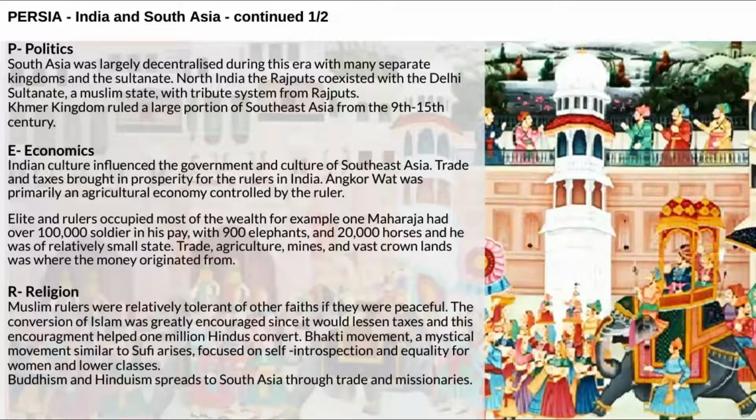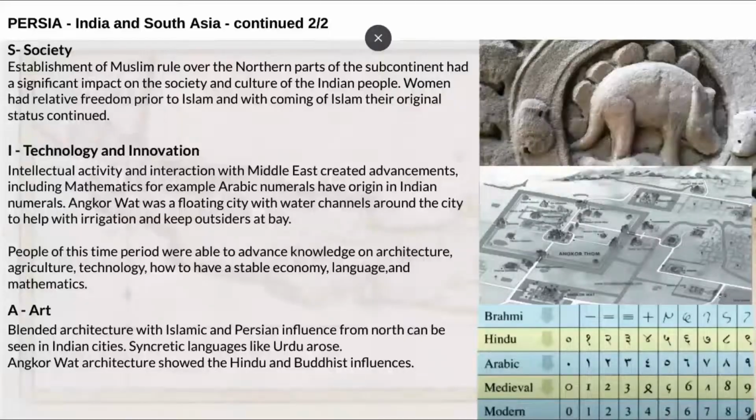Religion. Muslim rulers were relatively tolerant of other faiths if they were peaceful. The conversion to Islam was greatly encouraged since it would lessen taxes, and this encouragement helped 1 million Hindus convert. The Bhakti movement, a mystical movement similar to Sufi rises, focused on self-introspection and equality for women and lower classes. Buddhism and Hinduism also spread to South Asia through trade and missionaries.